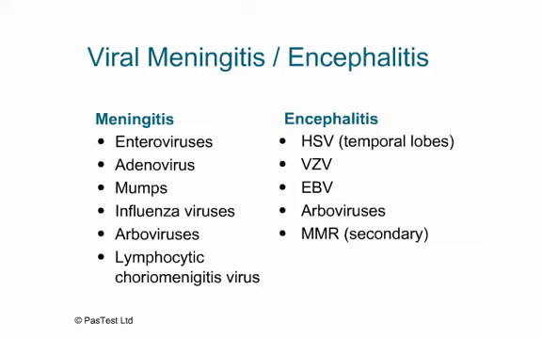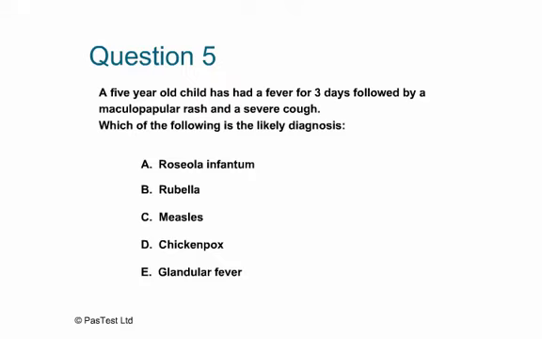Right, let's take some more questions. Question 5. A 5-year-old child has had a fever for 3 days, followed by a maculopapular rash and a severe cough. Which of the following is the likely diagnosis? Roseola infantum, rubella, measles, chickenpox, or glandular fever? And the answer is measles. And the clue in this question is the severe cough.